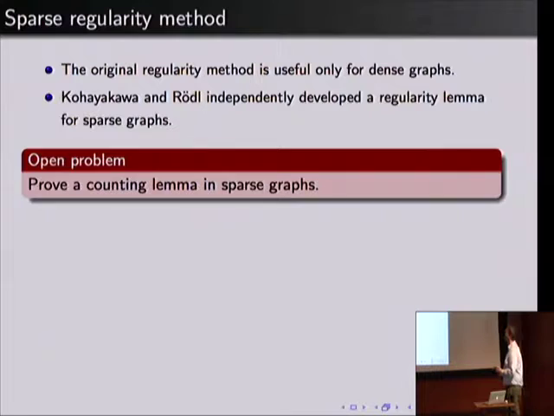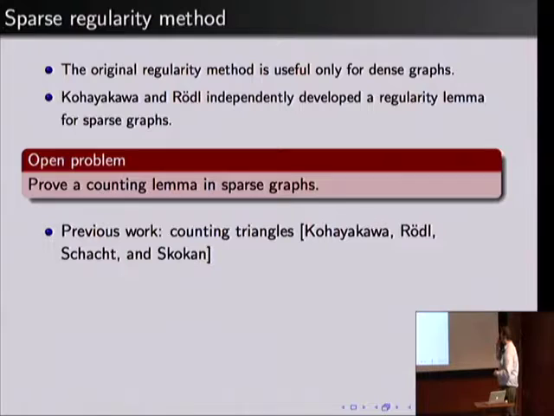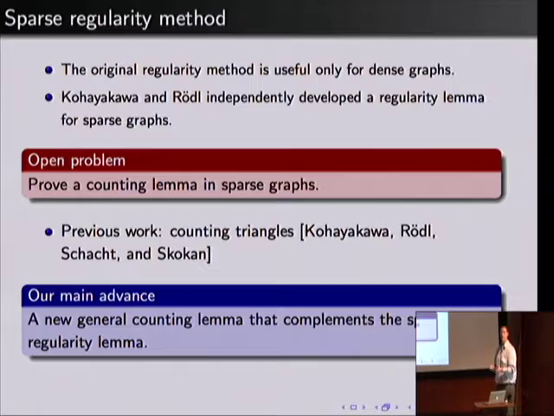Here, though, once you try to do things like inheriting regularity, if you have a vertex in a sparse graph, its neighborhoods will typically be so small that you won't inherit regularity. And so it becomes a serious issue. The first breakthrough in this area was a paper by Kohayakawa, Rödl, Schacht, and Skokan. They were able to count triangles. It's 45 pages. What the main thing here is going to be is a general counting lemma. So we can count any graph, and there's a lot of applications.